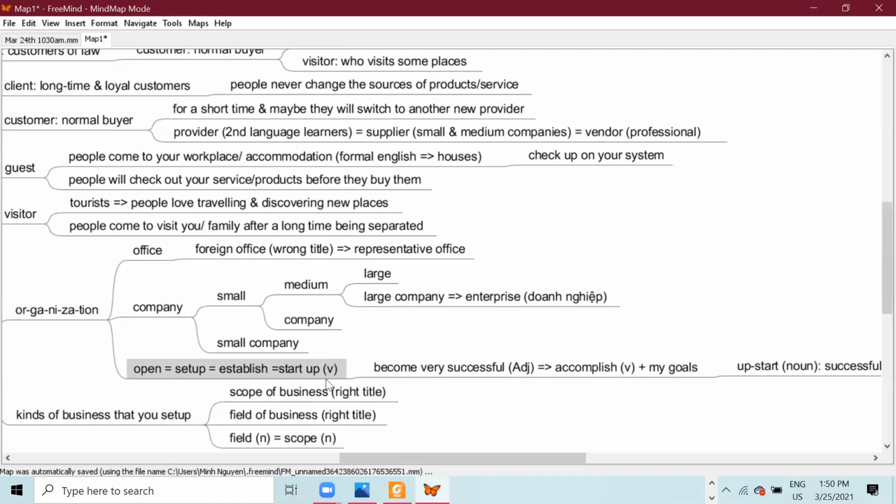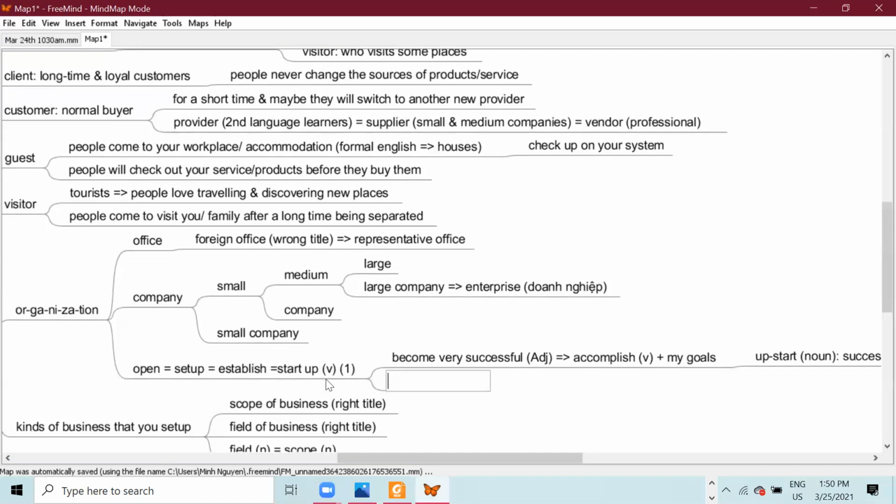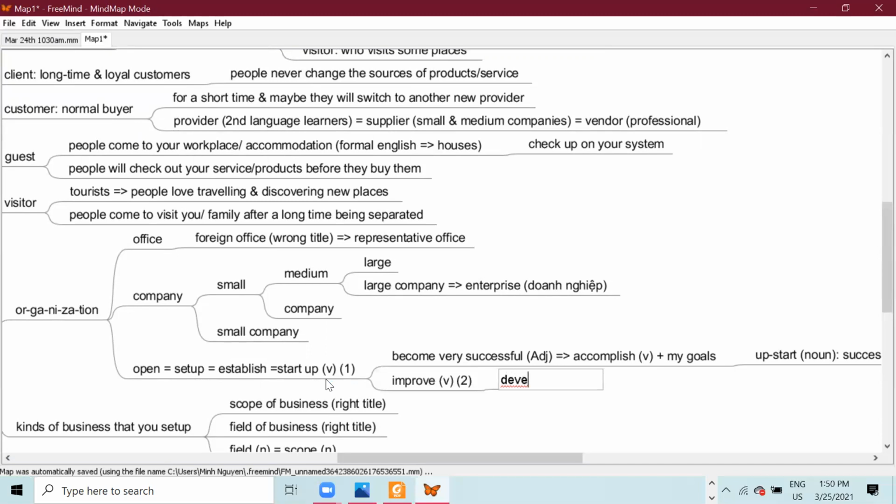You need to open. This is the first step. And then you need to improve your service. This is the second step, that I want you to use the word improve. And the third one, you need to develop your company into many branches. So you get the branches, like first company A, company B, company C. So those are called branches. This is the third step.